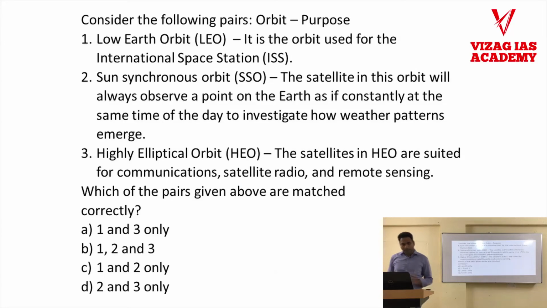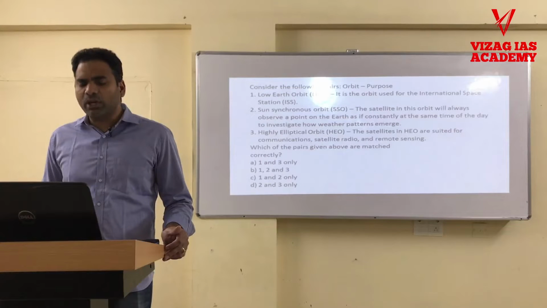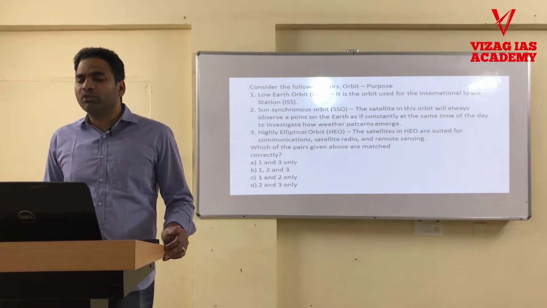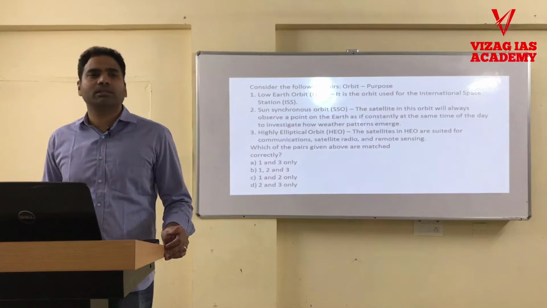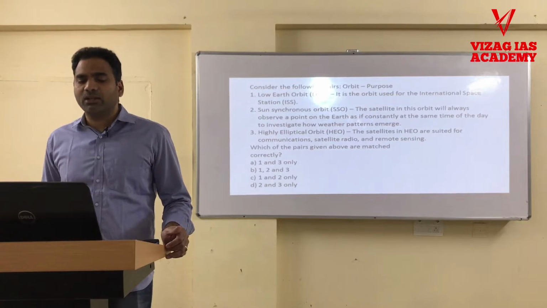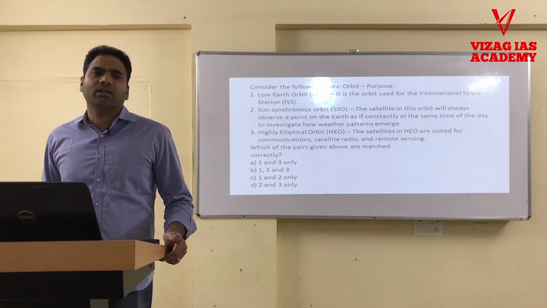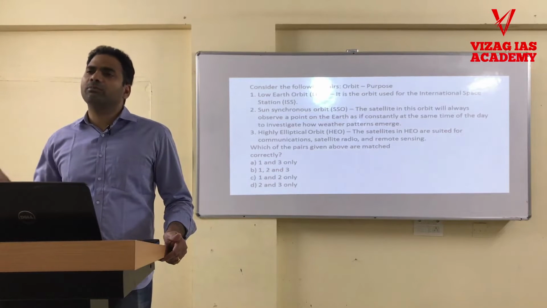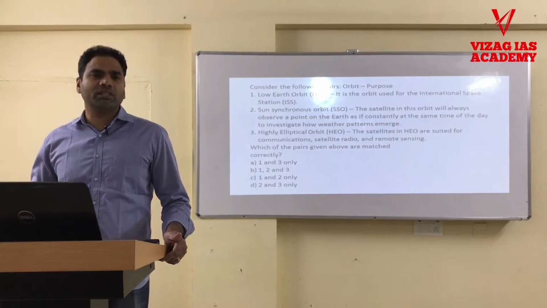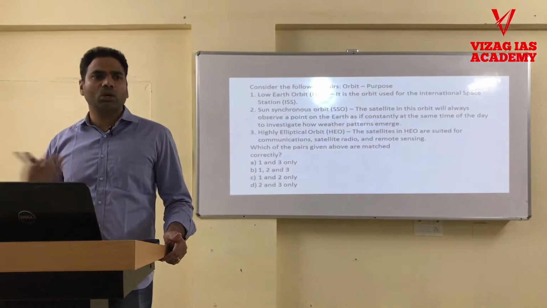Next, consider the following pairs: orbit and the purpose. First one is low Earth orbit. It is used for the International Space Station. Right. Low Earth orbit has other purposes also, and one of that being ISS. ISS is placed in low Earth orbit, one, because it is easy to access. The travel time will be far lesser if it is in the low Earth orbit.